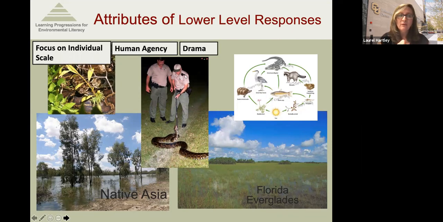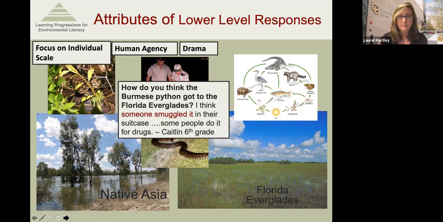At the lower level, students tended to focus on the individuals. So they looked at the individual scale. They thought a lot about human agency, and things happen because of human agency, and they tended to infuse a lot of drama in their explanations. Here's an example. How do you think the Burmese python got to the Florida Everglades? I think someone smuggled it in their suitcase. Some people do it for drugs.